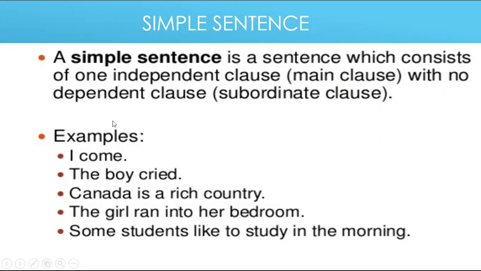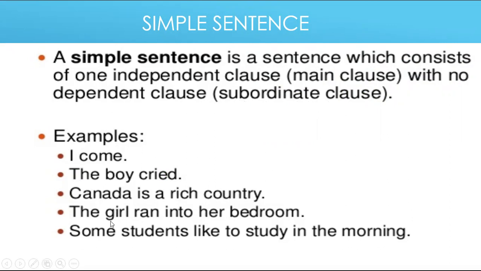There's a simple sentence: I come. The boy cried. Canada is a rich country. These are not depending on each other. It's a simple sentence, one independent clause. The girl ran into her bedroom. Simple sentence. It's not depending on anything else.